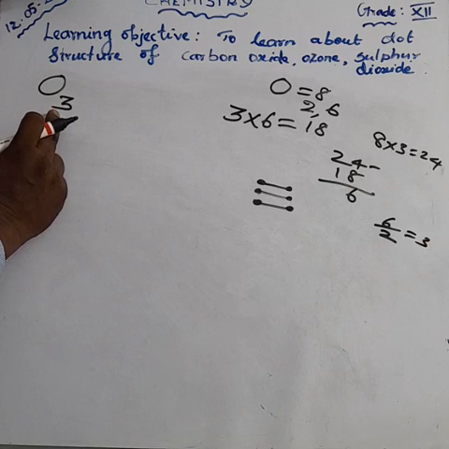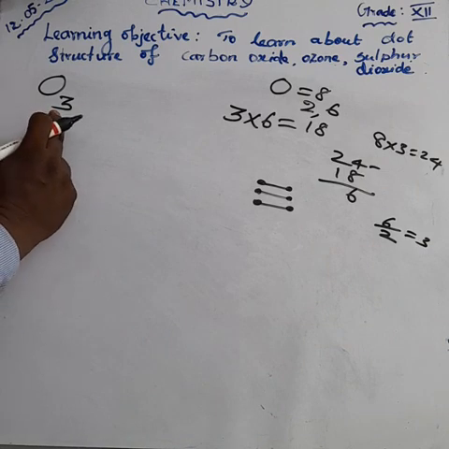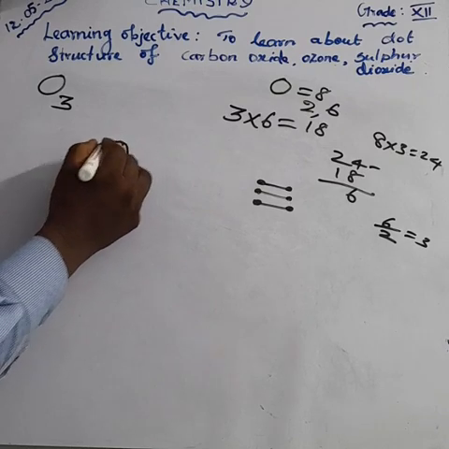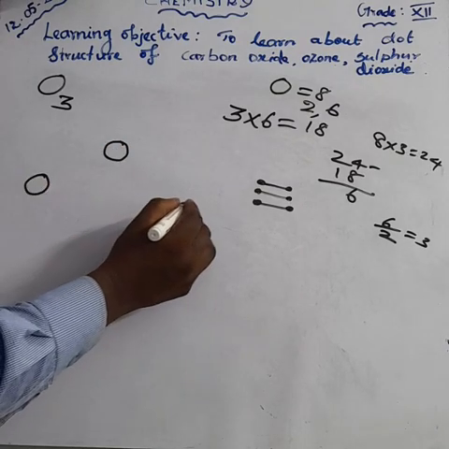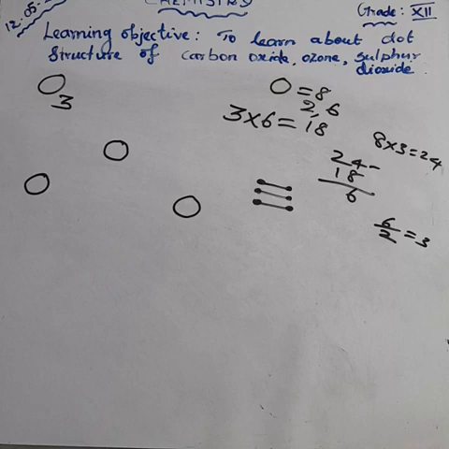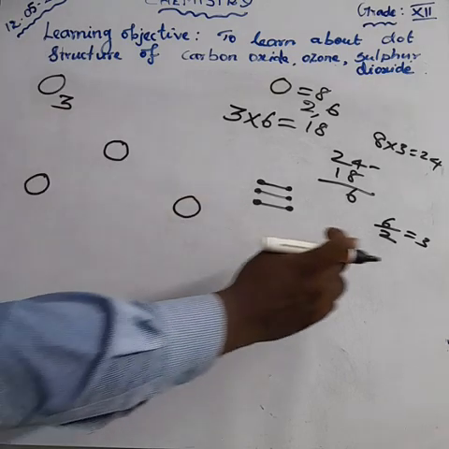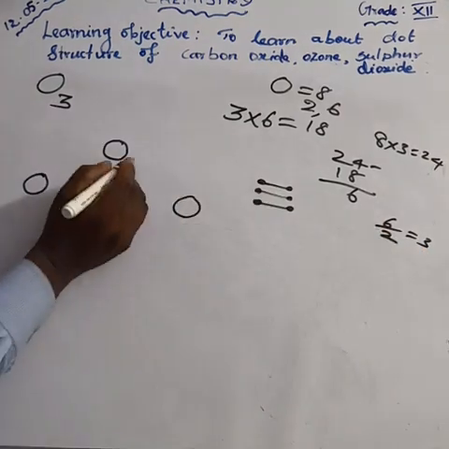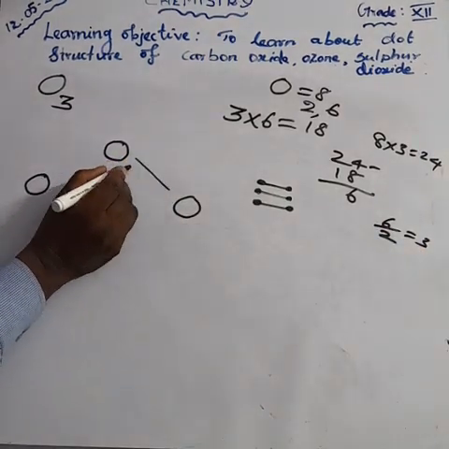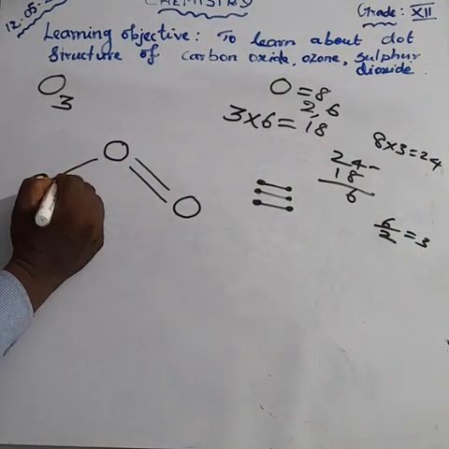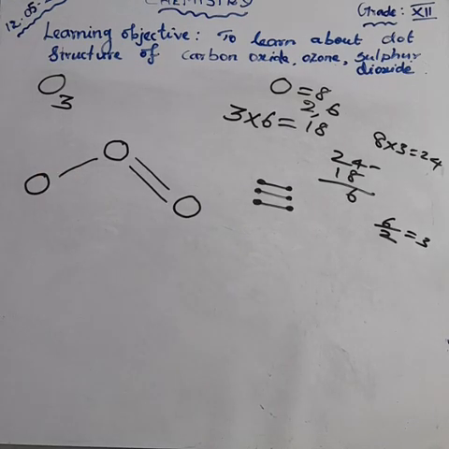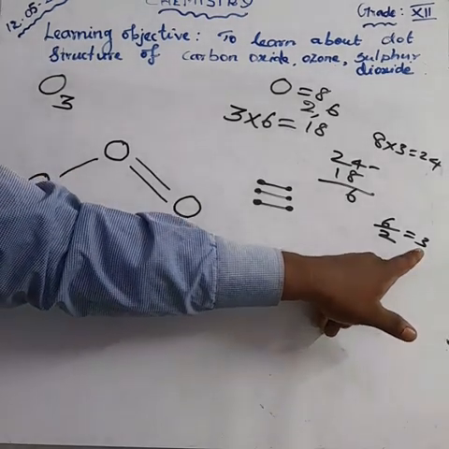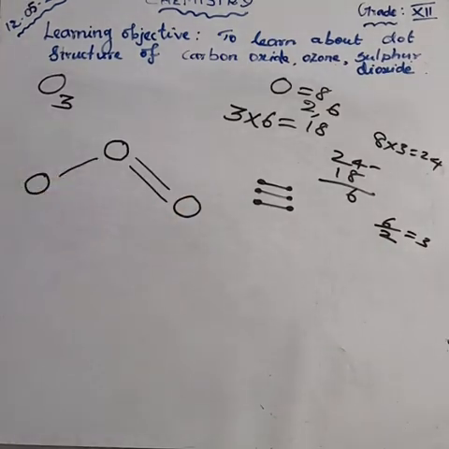Ozone contains how many bonds? 3 bonds. So first one oxygen, another oxygen, another oxygen. How many bonds? 3 bonds. First 1, 2, 3 bonds. Clear? Can you draw? There are 3, so we are using 3 bonds.